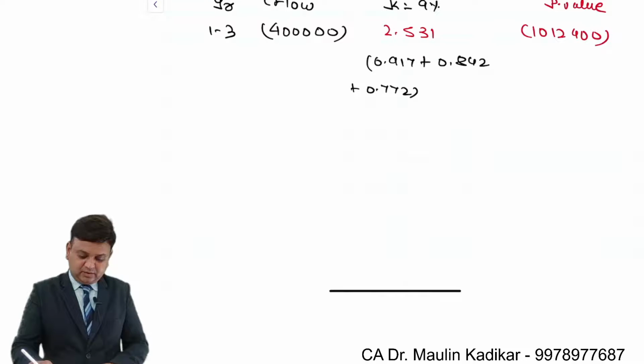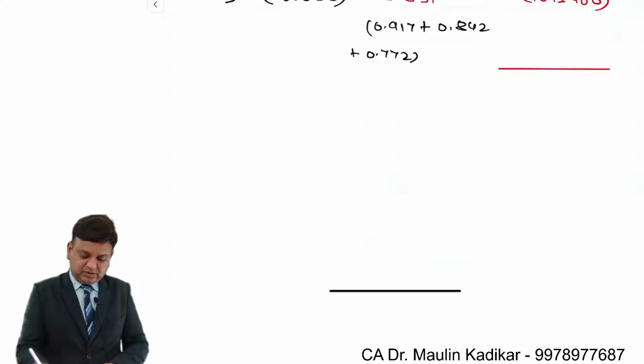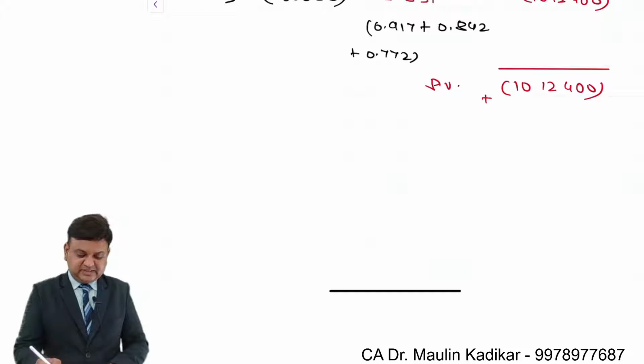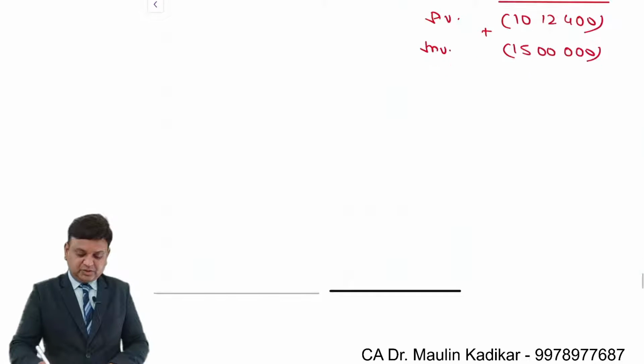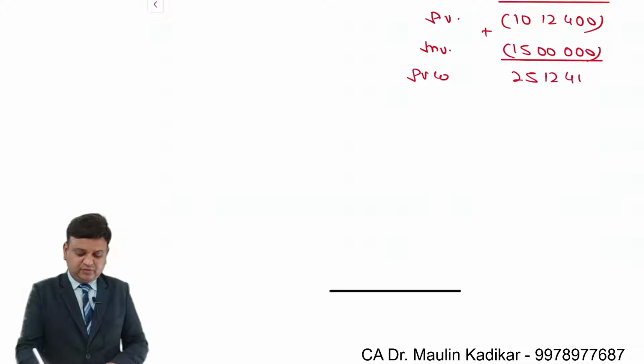So this is the present value, 10 lakh 12,400, plus investment, that is an amount of 15 lakhs to be made in year 0. So this is the present value cash outflow for machinery X, 25 lakh 12,400.